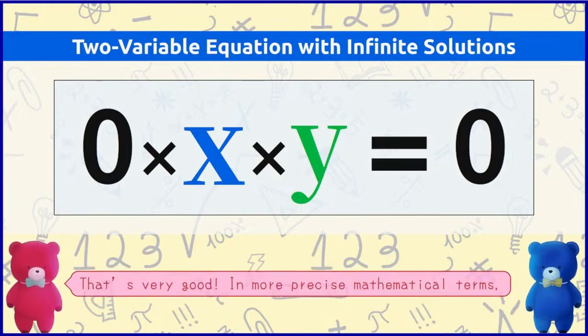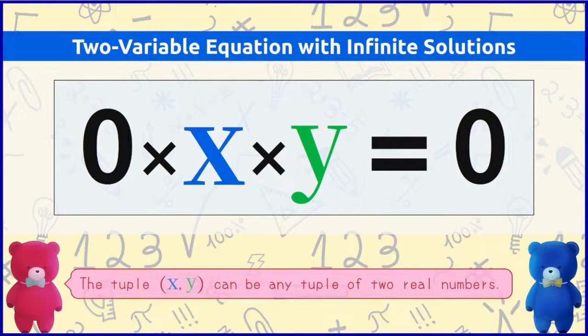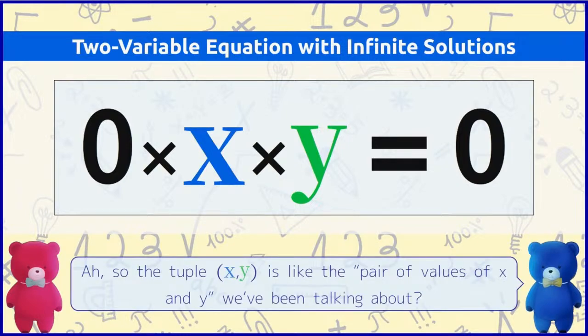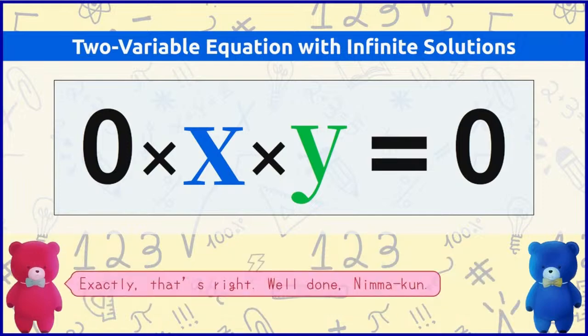That's very good. In more precise mathematical terms, the tuple xi can be any tuple of 2 real numbers. So the tuple xi is like the pair of values of x and y we've been talking about. Exactly, that's right. Well done, Nimikong.